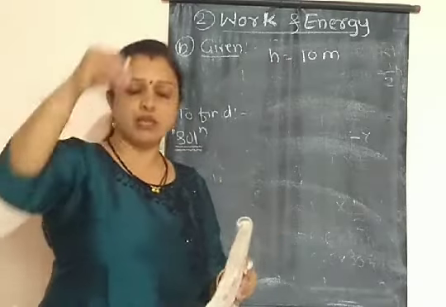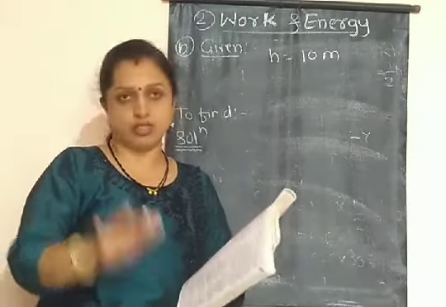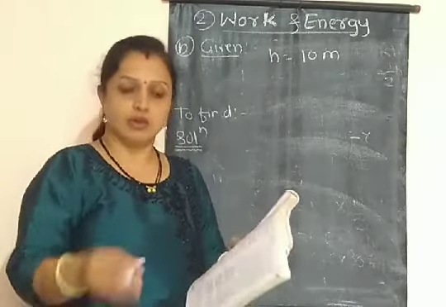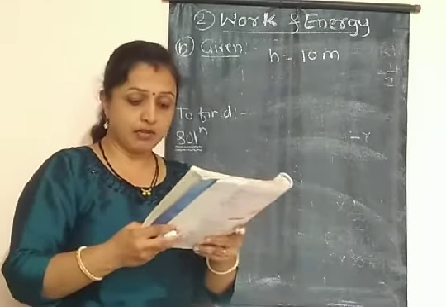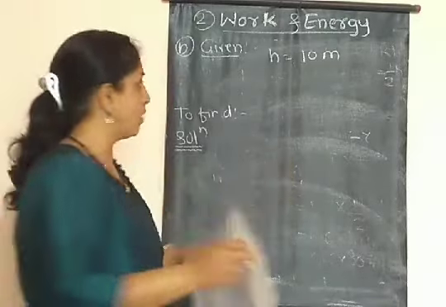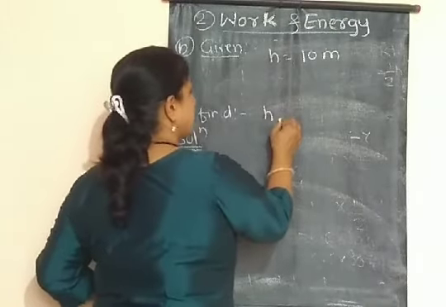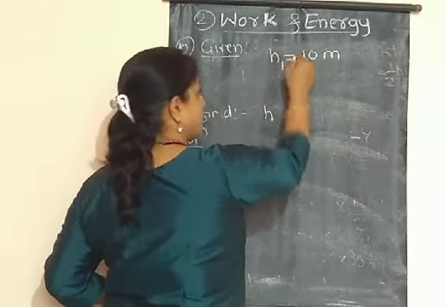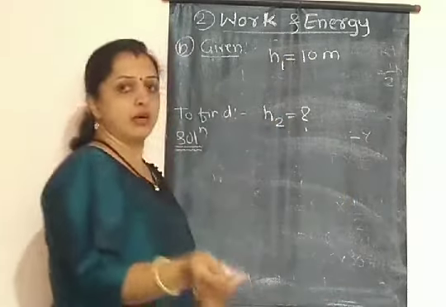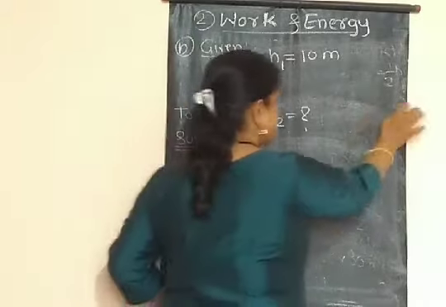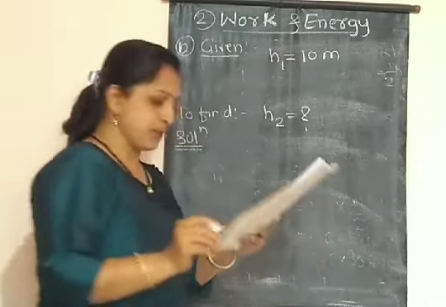Okay, we know when we drop a ball in downward direction, then when it hits the ground, it rebounds. So how high will it rebound? That we have to find out. It means we have to find out that second height. So first height that we have given, and the second height that we have to find out. Okay, so let's see now how to solve this question.